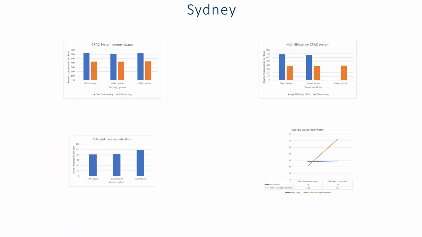As you can see, deploying a ColdLogic Rear Door Cooler with an existing plant, a new plant, or even with utilizing the local supply water, energy savings are unsurpassable.